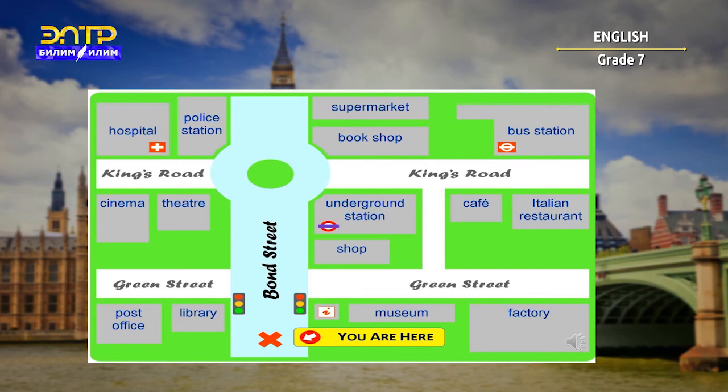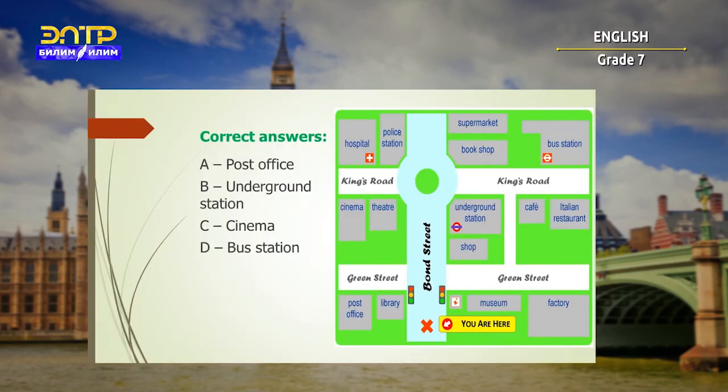Shall we check the answers? Dear boys and girls, let's have a look at the answers. A is the post office. It's on the Green Street. B is underground station, which is on Bond Street next to the shop. C is the cinema, which is on King's Road, opposite the hospital. And final answer is D, bus station. It's on the King's Road, across the cafe.